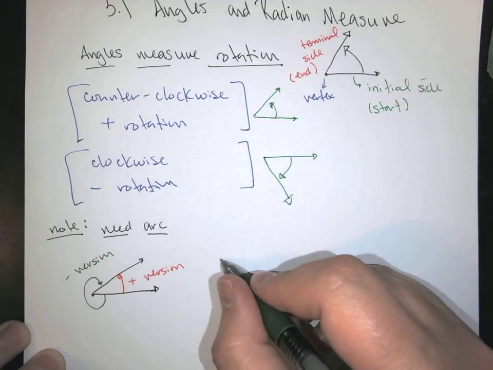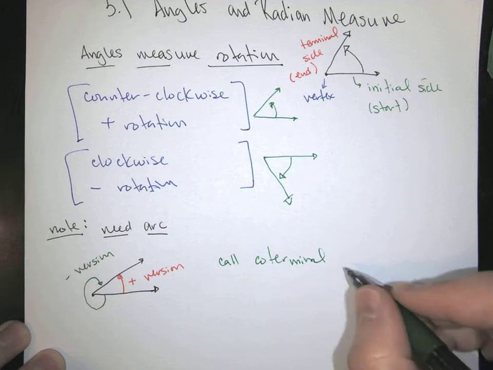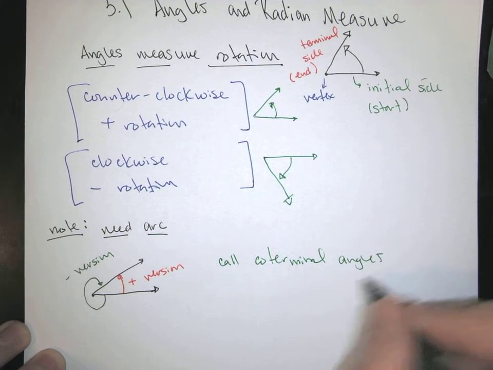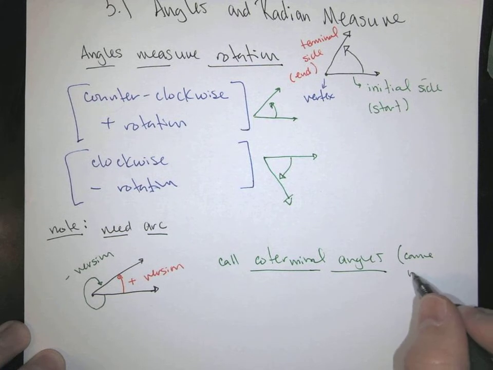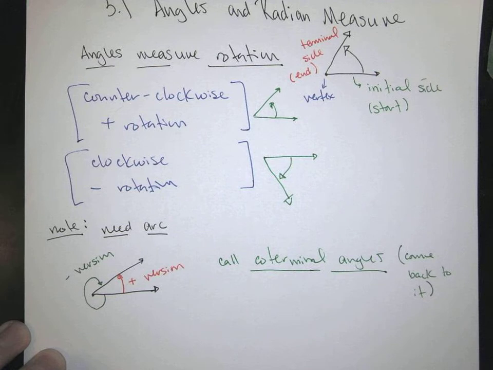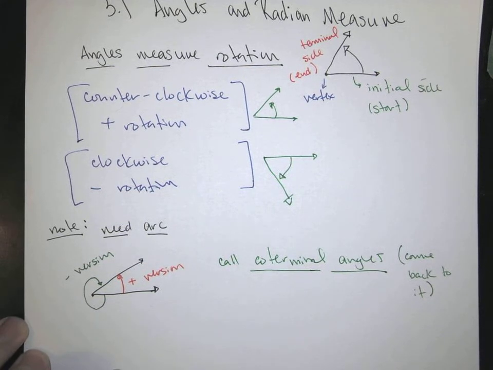These are what we call coterminal angles. We'll come back to this. But what that means is they're angles that can be represented by the same arcs, the same side lengths, but the rotation is different. So partially the picture is the same, the ending position, the terminal position, is the same, but how you get there is a little bit different.